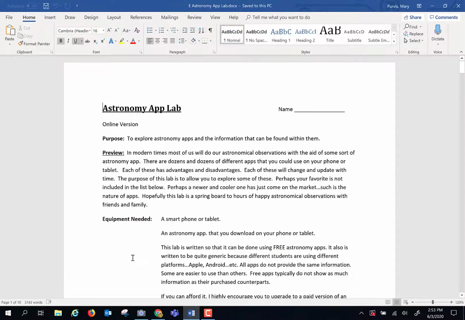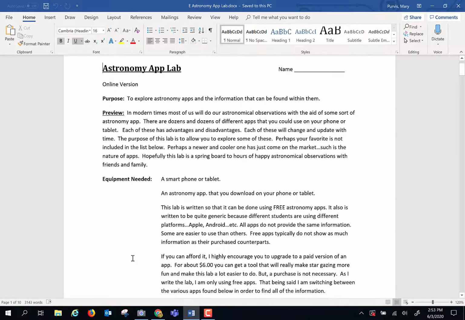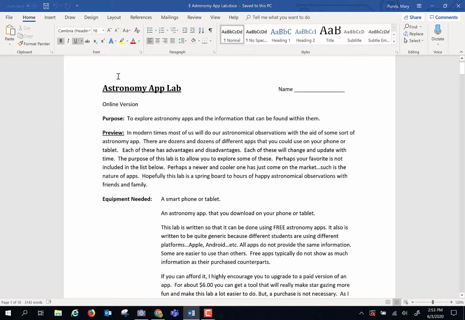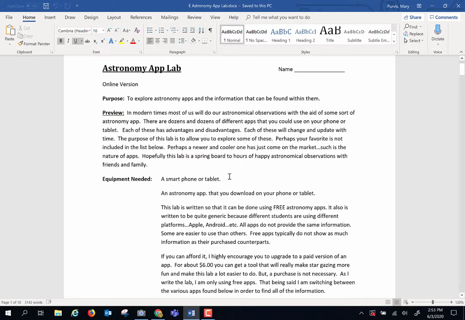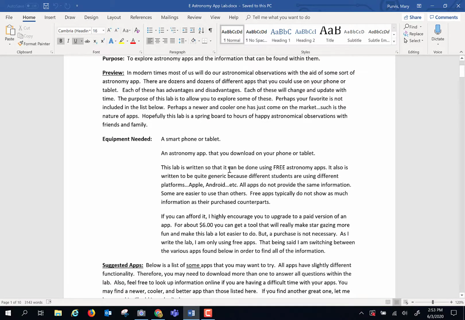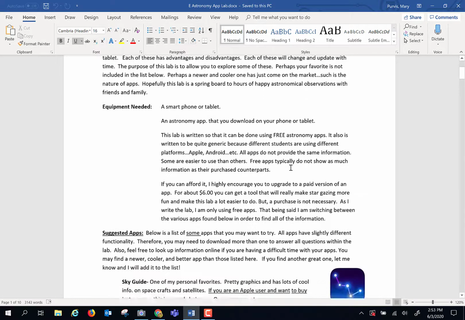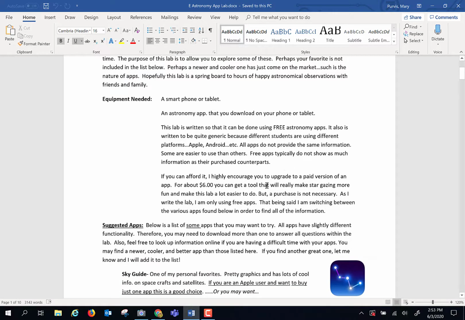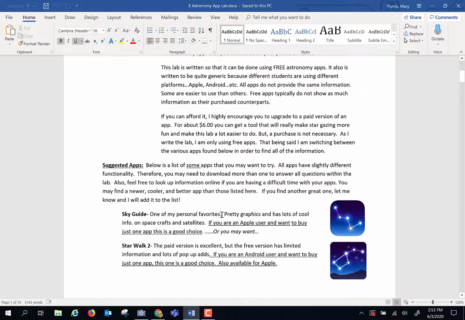So let's take a look at our app lab. This week's lab is all about astronomy apps. So you are going to need some sort of a computer that you can download some astronomy apps on. I'm assuming most people are going to have a smartphone or a tablet that they can use. Now, the lab is written so it can be done using all free astronomy apps, but I am going to highly encourage you, if you physically can, to buy a couple apps for $3, $4, $5. If you can buy one paid app, your life is going to be better.